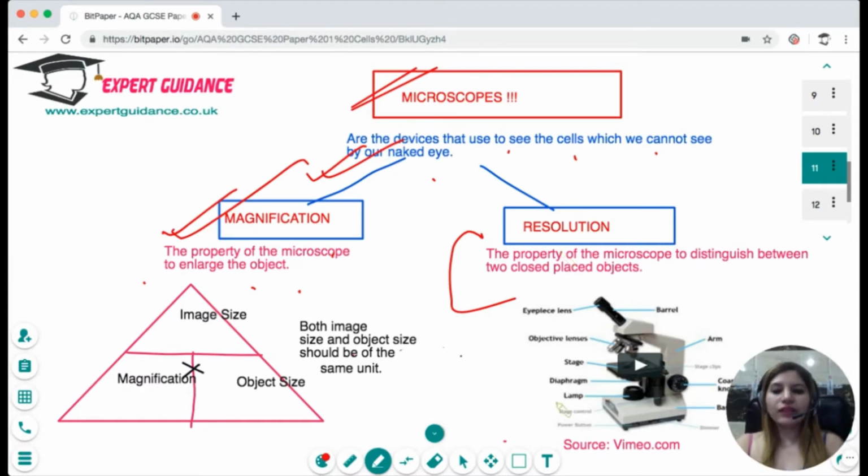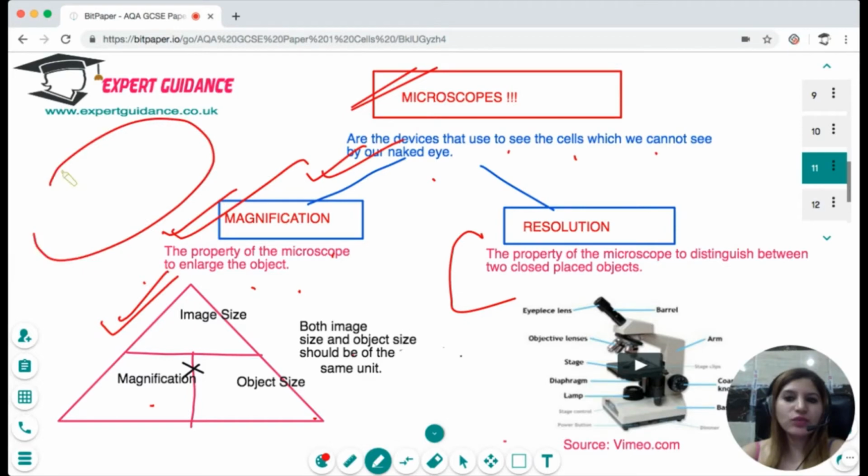Now, magnification is calculated by the image size over the object size. This is an important question. In the exam, they can give you an image size and ask you to find the object size if the magnification is given, or the image size and object size are given and they ask you for the magnification. Or to make it a little more complicated, they can give you a cell and say that this diameter is 2 micrometers in reality, calculate the magnification.